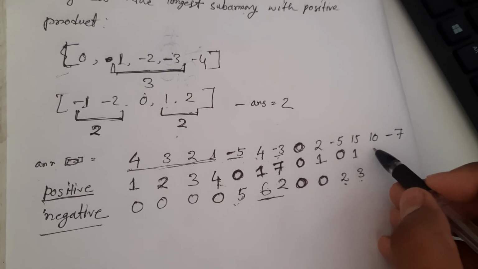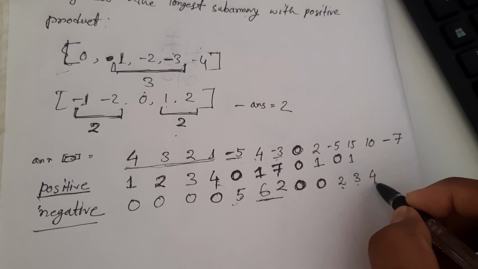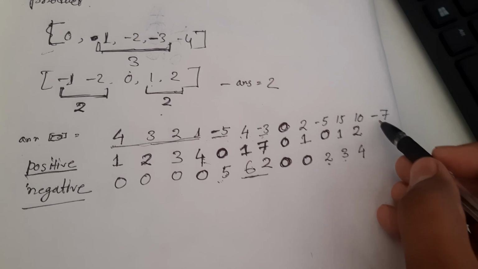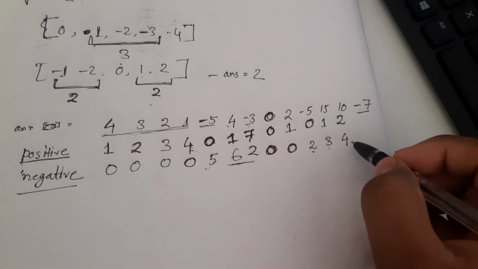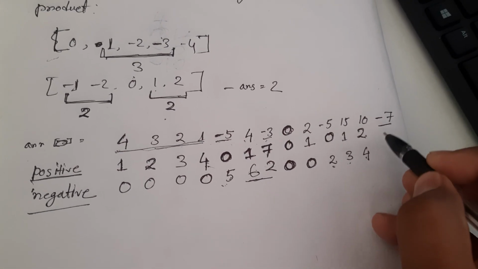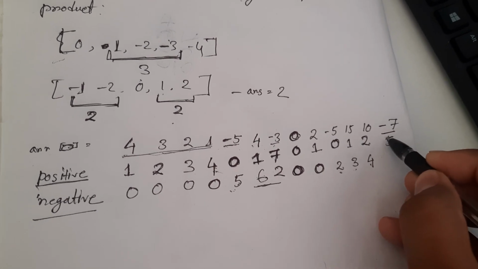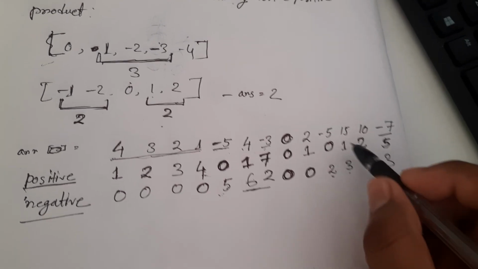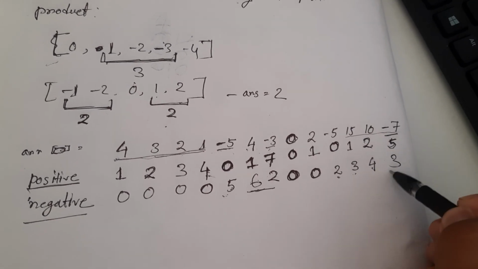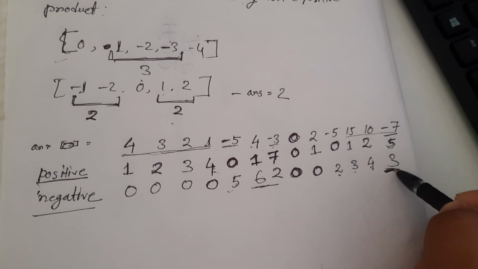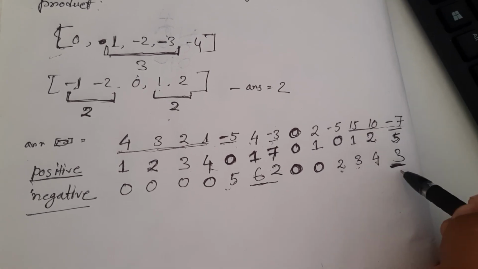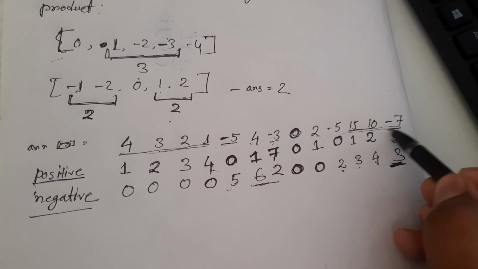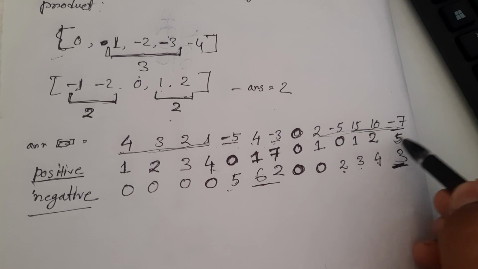Again we are getting a positive value, so the negative length also increases and the positive length also increases, and again we are getting a negative value. So this time the positive length becomes negative plus 1, so this would be 5, and the negative length becomes positive plus 1, which is 3, because these 3 can give us a negative product. So that's why the answer is these 2 plus 1, 3, and these 4 give us a positive product, so that's why 4 plus 1, 5.